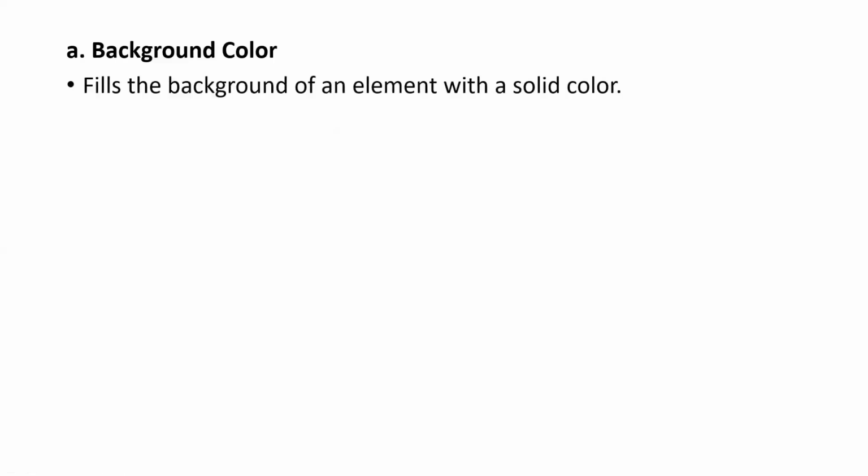Let's get back to this. So we have background color, which is the first property that you can set, right? The background color fills the background of an element with a solid color, right? So for instance, I can say background color. Here we're using the hexadecimal color value that we've just talked about, right?